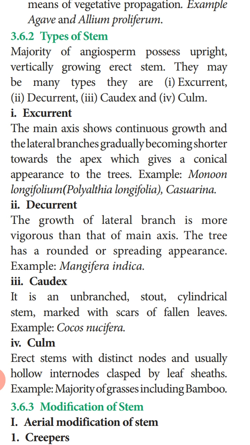Next is the culm. Culm stems are erect stems with distinct nodes and usually hollow internodes clasped by leaf sheaths. Examples are the majority of grasses, including bamboo. All of you might have seen bamboo. In bamboo, only the nodal region is thick, whereas the internodes are hollow. Such stems are called culm. So there are four types of stems: excurrent, decurrent, caudex and culm.